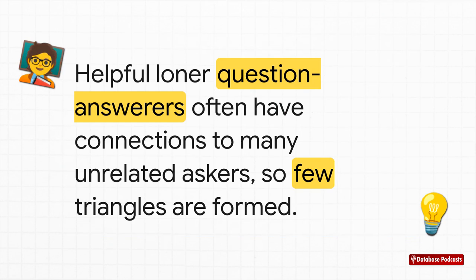Picture an online support forum. Who are the most helpful users? It's the people answering tons of different questions from tons of different people. They have all these connections, but the people they're helping don't know each other. So what's the result? These super valuable experts have a very, very low triangle count. See, a high count finds you a clique, but a low count, that can find you an expert.